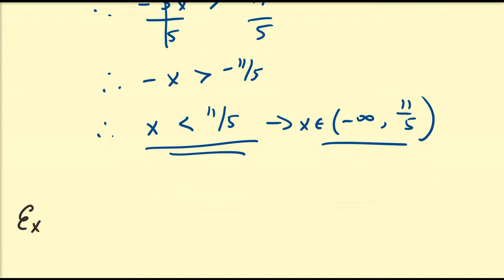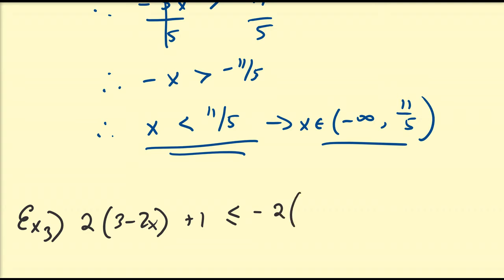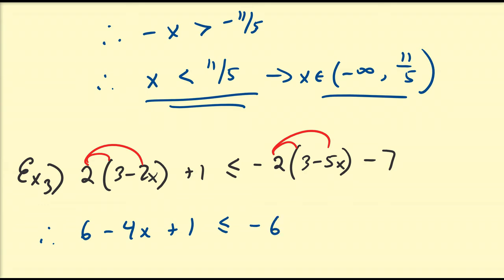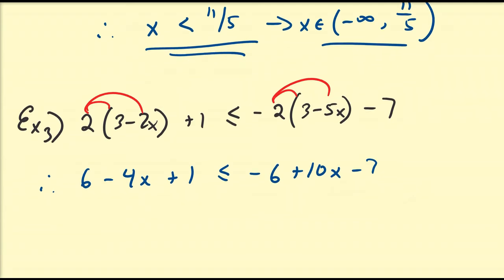All right, so let's work through another example. So let's solve 2 times (3 minus 2x) plus 1 is less than or equal to minus 2 times (3 minus 5x) minus 7. So I'm going to begin by distributing both sides whenever I can. So that's going to give me 6 minus 4x plus 1 must be less than or equal to minus 6 plus 10x minus 7.